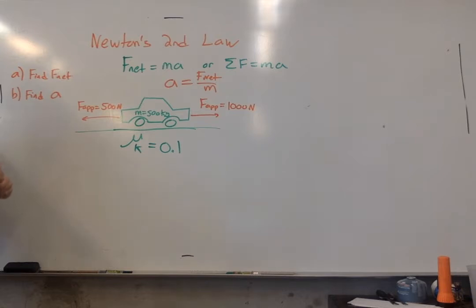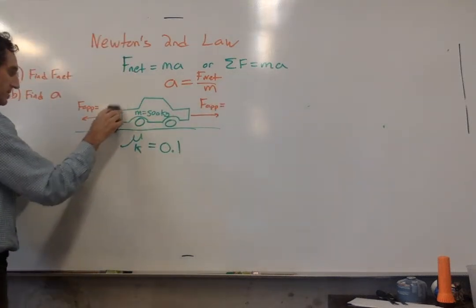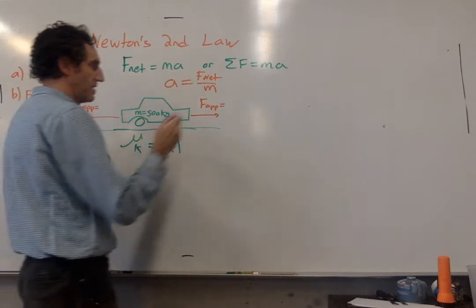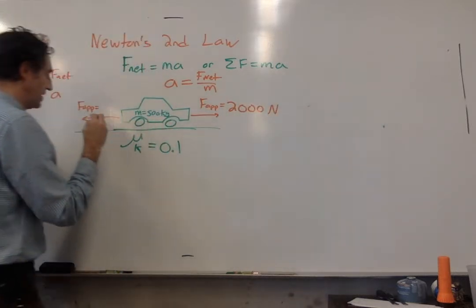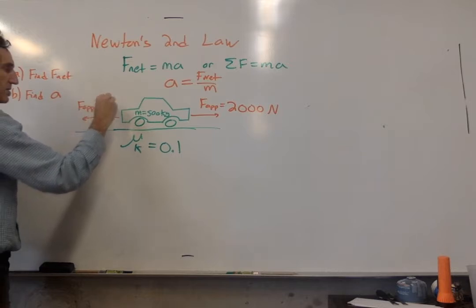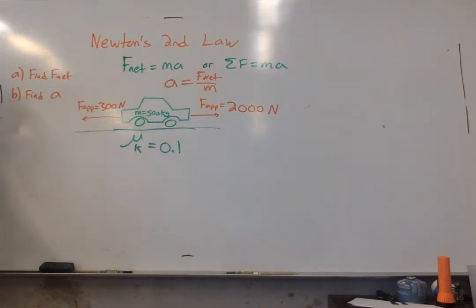So we'll make a kinetic coefficient of friction of 0.1, and now I'm going to change up these forces as well, just to make things a little bit easier. So let's say that this is now 2,000 newtons, and this is 300 newtons. So we're going to have the same problem here.